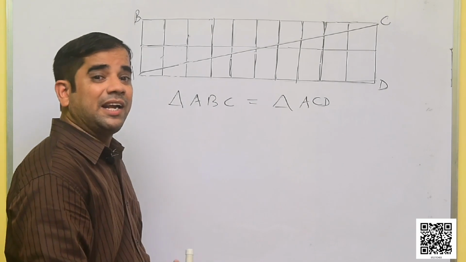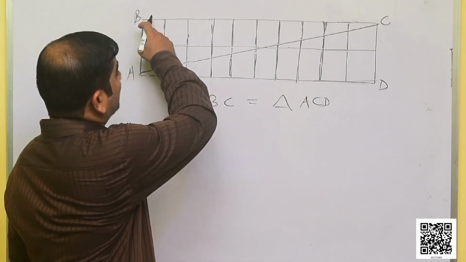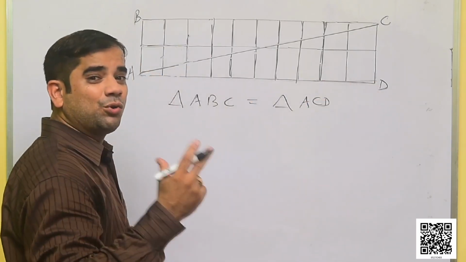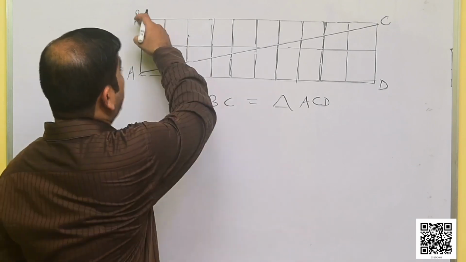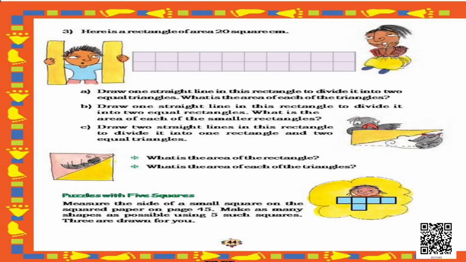It can be done in another way as well. How? If I join the opposite corners B and D, I will have two equal triangles BDC and ABD. Okay? So the other task is we have to draw a straight line, thereby dividing this rectangle into two equal rectangles.